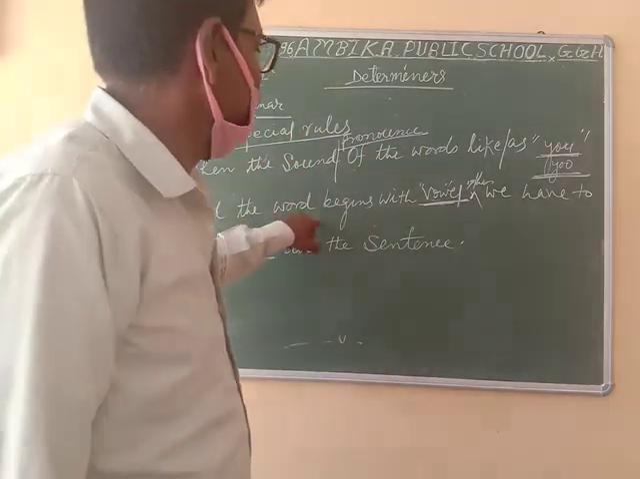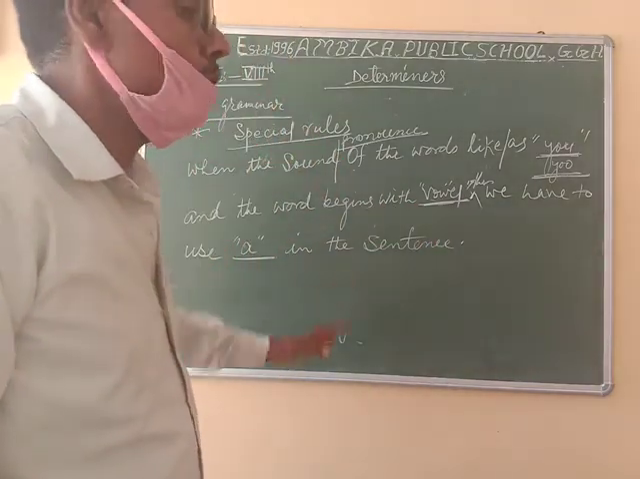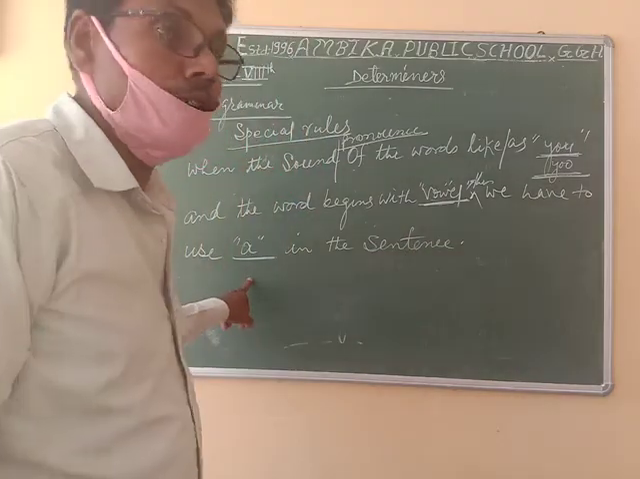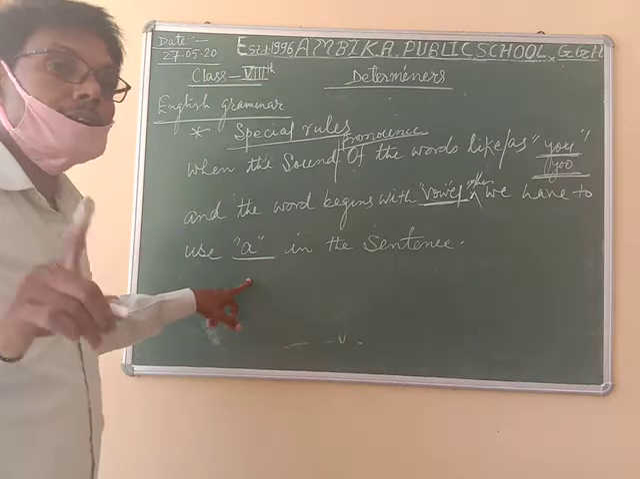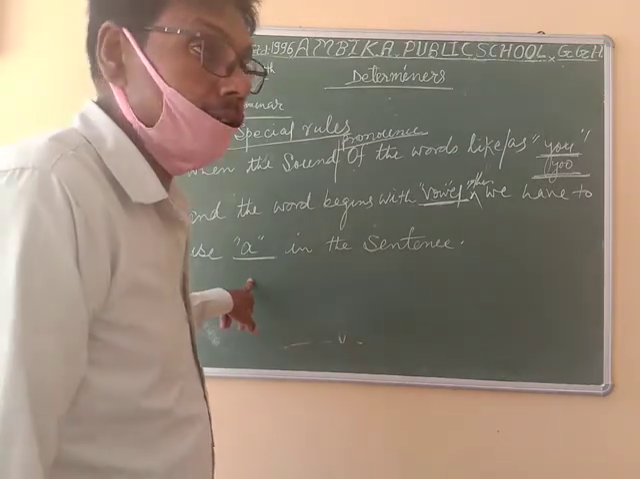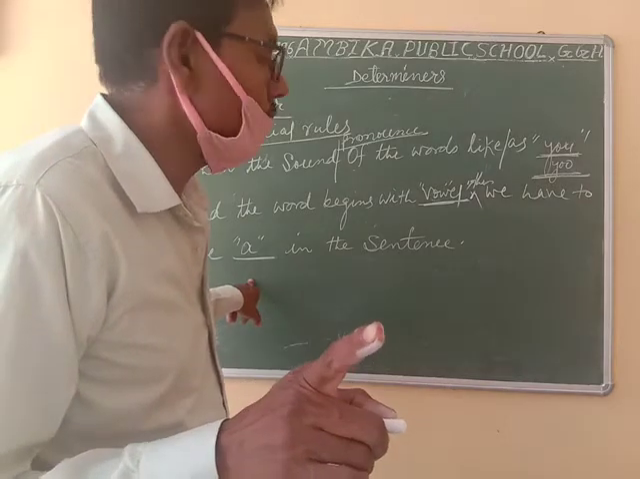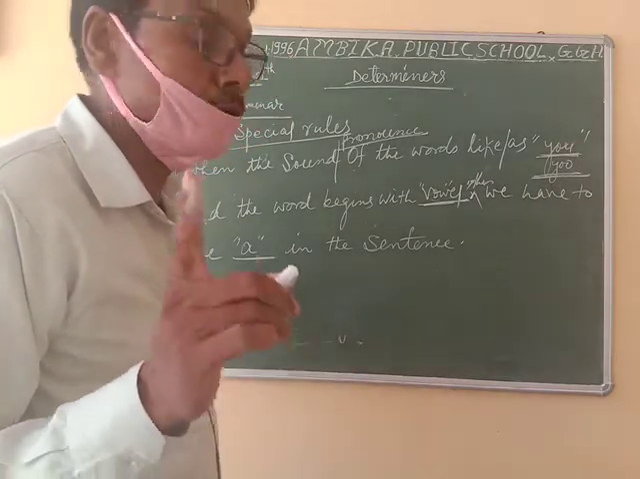And the word begins with a vowel. Vowel से word शुरू हुआ हो, then we have to use a. हम लोगों ने क्या पढ़ा कि फिर हमको यूज क्या करना है, ए का यूज करना है, ठीक है. लेकिन वॉवेल से स्टार्ट होता है तो हम लोग एन का यूज करते हैं.